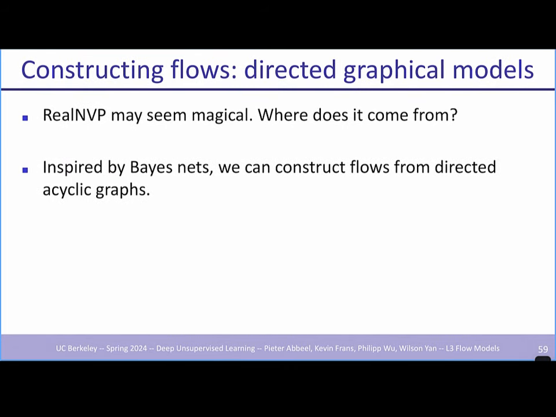In some sense, it seems magical, right? That you can do this. You can switch the ordering everywhere, but it is somehow inspired by Bayes nets. Every block is like a Bayes net, and then it could be a different structure on the next block.